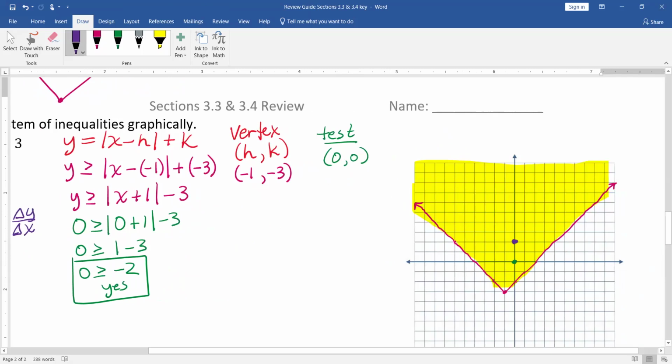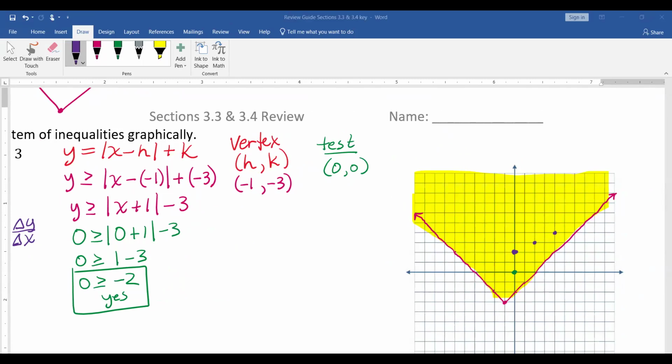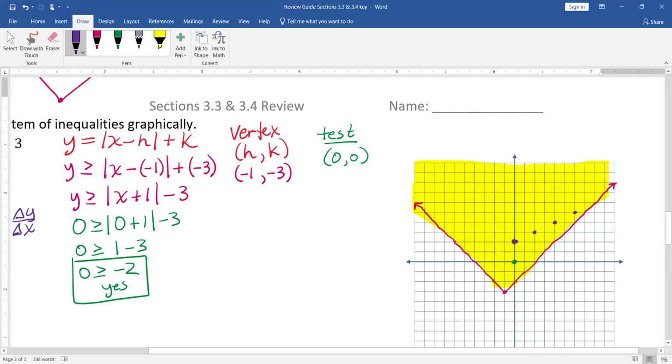So I go right, what did I say? Up 1, right 2, up 1, right 2, up 1, right 2. So here, and I'll get it there too. Or I go left, no, down 1, left 2, down 1, left 2.